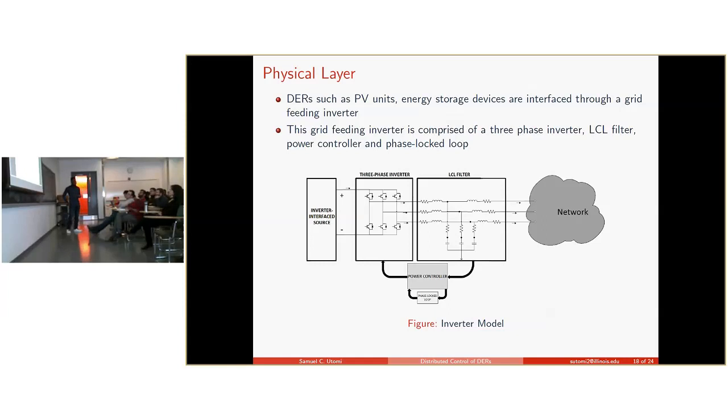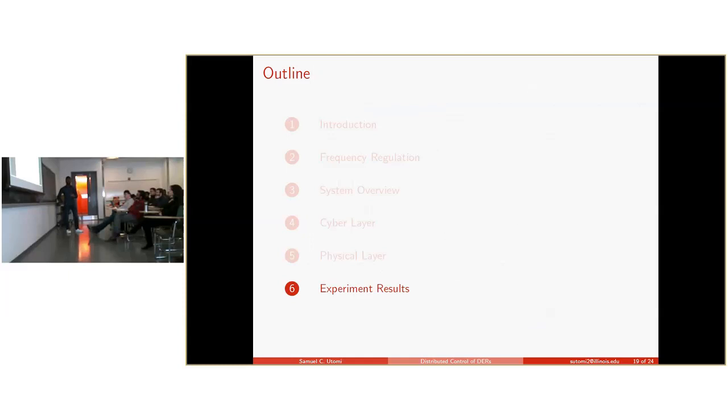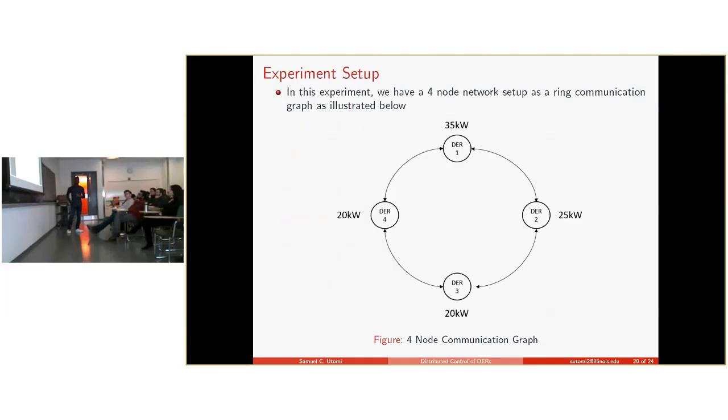In the case of our application, we have a microgrid composed of 4 distributed energy resources. So we have 4 inverter models defined, each with its own power controller and phase lock loop. In terms of experimental results, you have a setup such as this, with 4 nodes, 4 distributed energy resources, each with its own assigned capacity. With that information, you have this ring communication graph set up here, and that's how they would communicate using the ratio consensus algorithm.